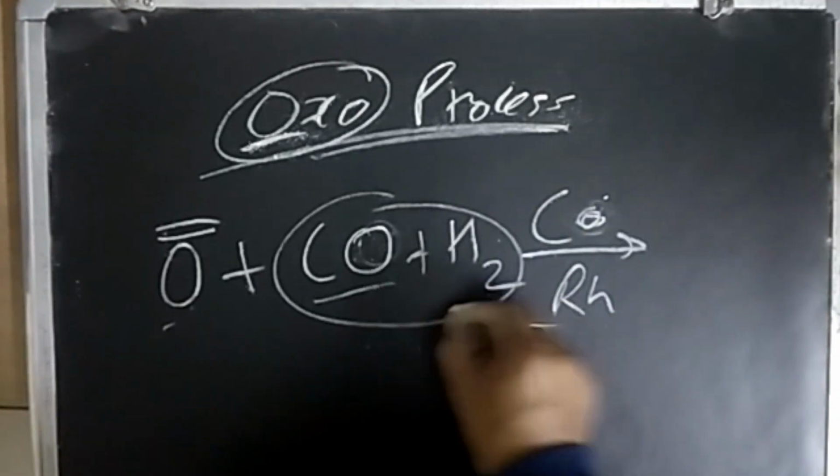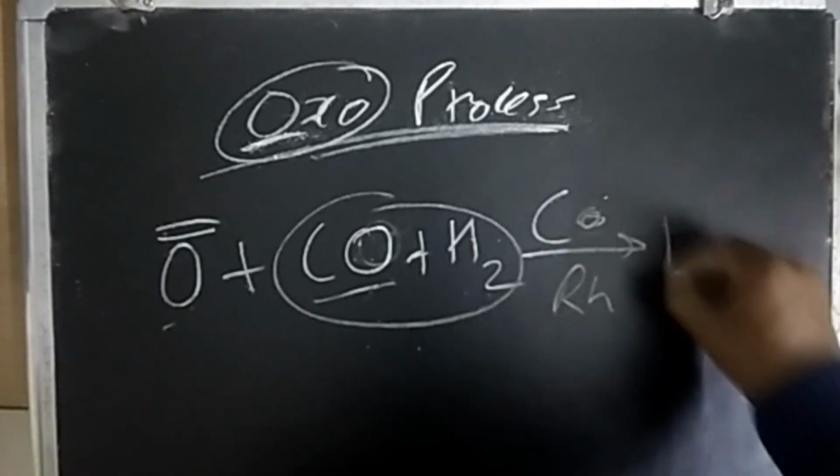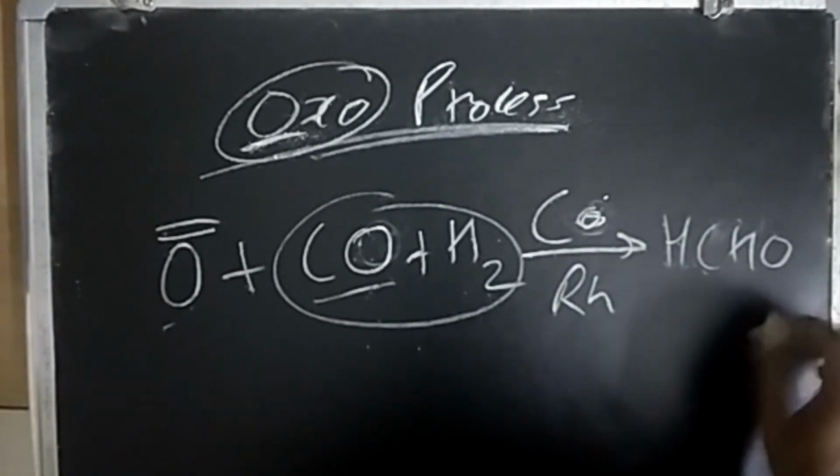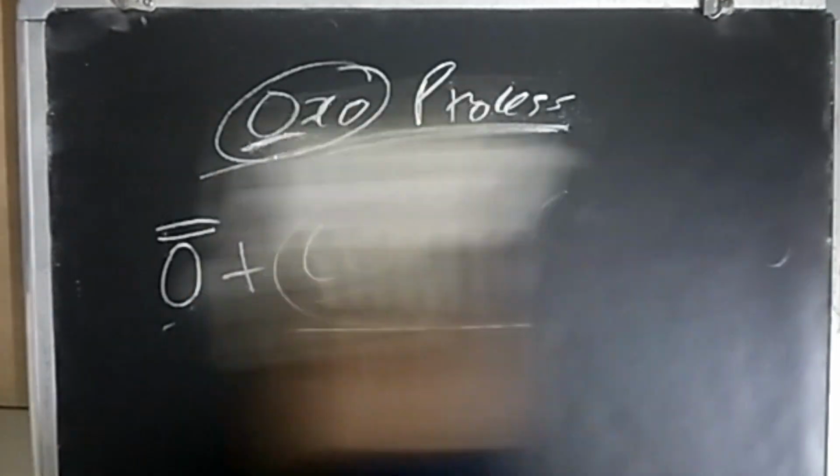The oxo process is hydroformylation. So what it will produce is your aldehyde, like HCHO. So aldehyde it will produce. And aldehyde can be converted to alcohol by adding hydrogen.